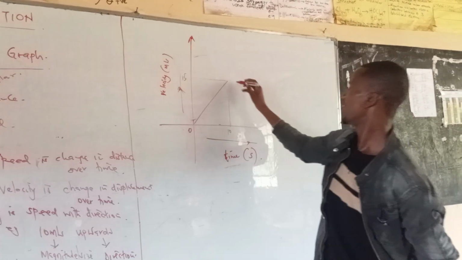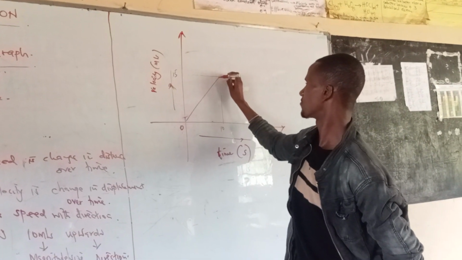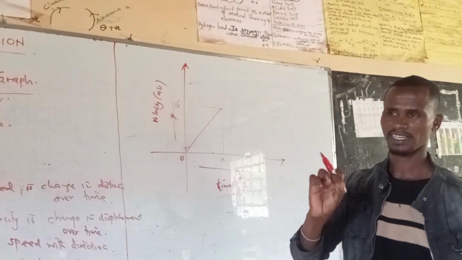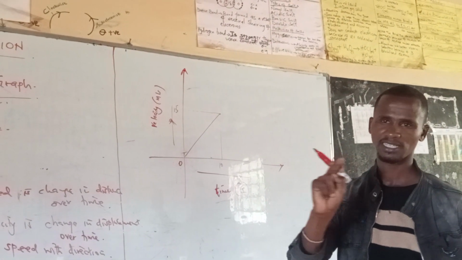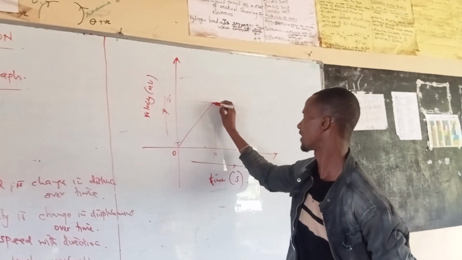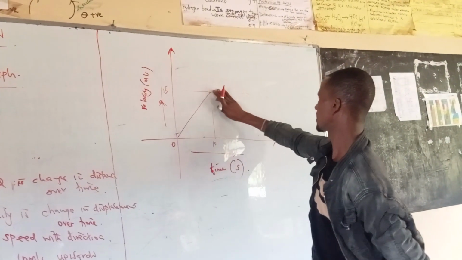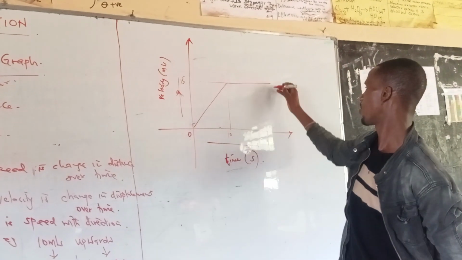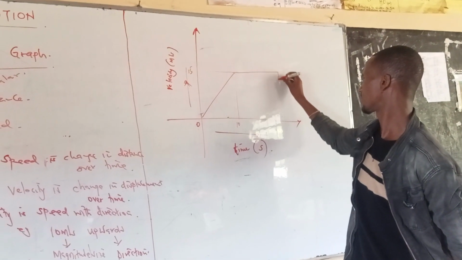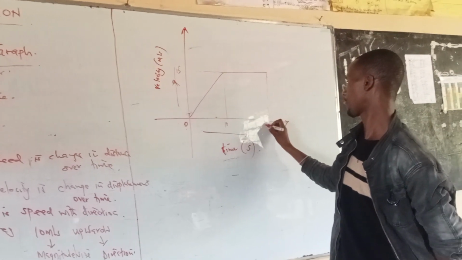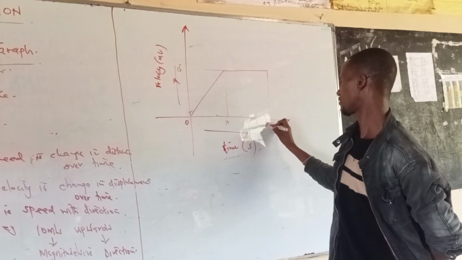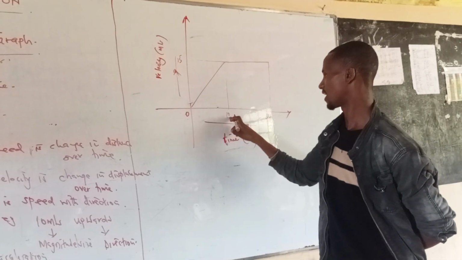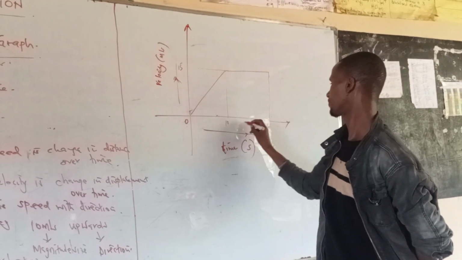And then it moved with the same velocity of 15, meaning that the velocity now will be constant. So we'll have a horizontal line because the velocity is neither increasing nor decreasing. For how many seconds? Let us say for 20 seconds, so that when you add this 10, you get 30.